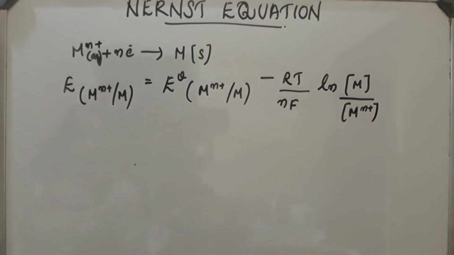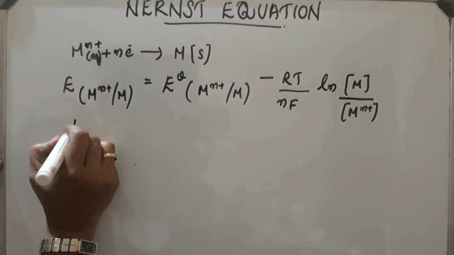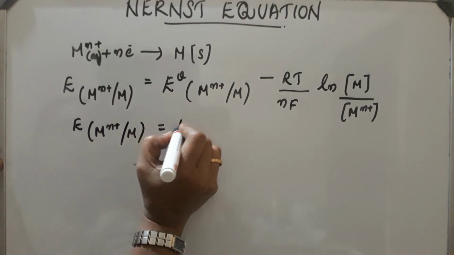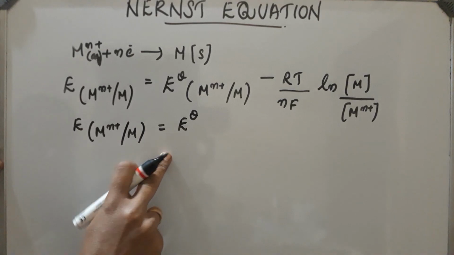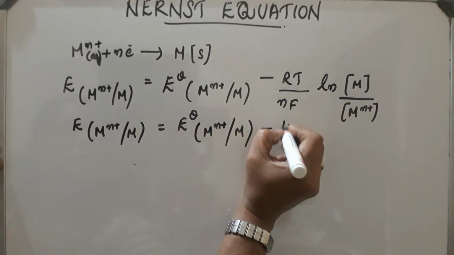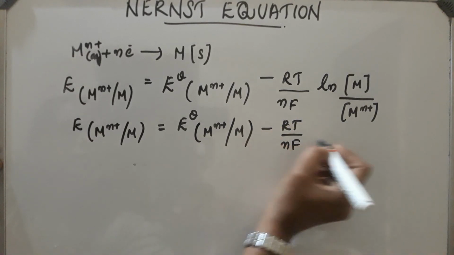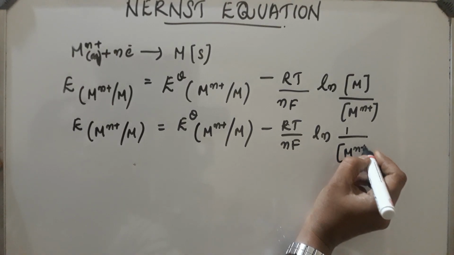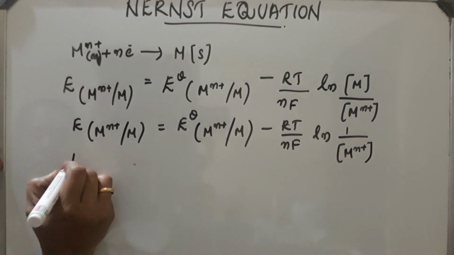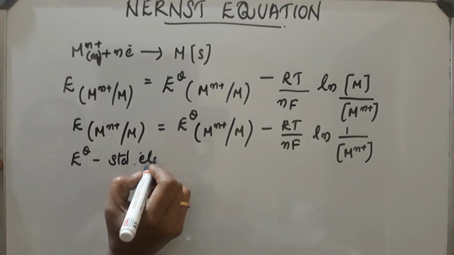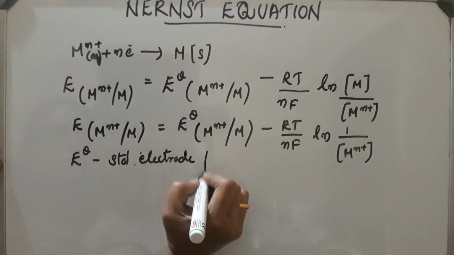So, the concentration of M in solid state is taken as unity. So, the equation becomes like this: the standard electrode potential, which is known, minus RT by nF ln, this is unity, so 1 by the concentration of M^n+, where this is the standard electrode potential which is known.